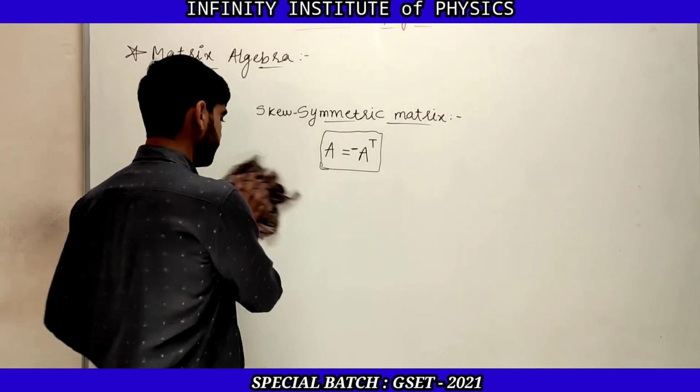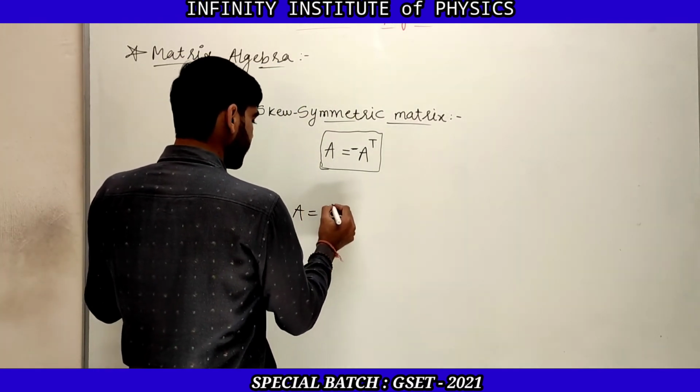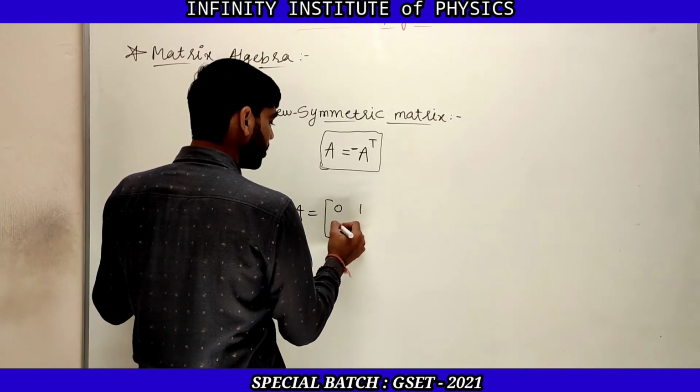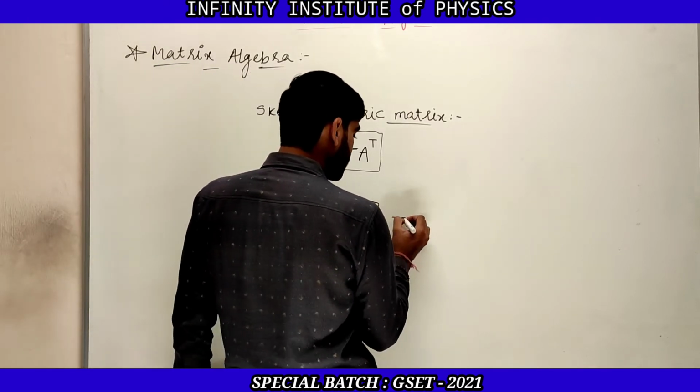Suppose A is the matrix 0 1 minus 1 0. So let us find the transpose.